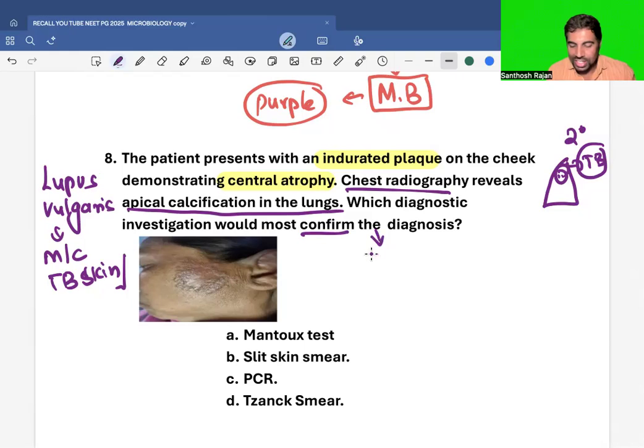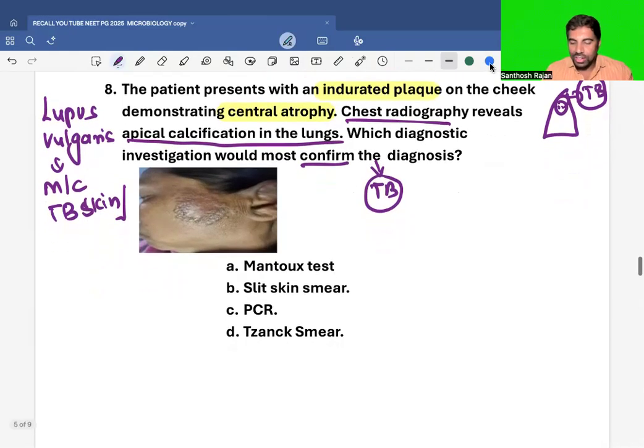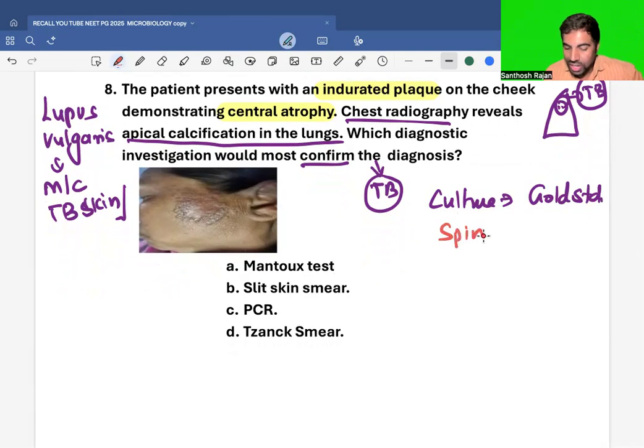So basically, they're asking about TB, how do you confirm the diagnosis? In the options, if a culture was given, definitely that is the gold standard, right? I would choose it, but here it is not given. Even last year, if you remember, in the INI-CET there was a question on spine TB. I don't know how the question was asked, but people said more confirmatory, whatever it was, for extra pulmonary TB.